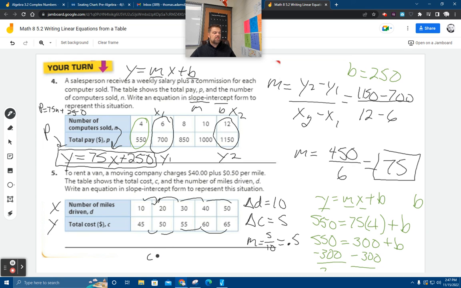So now to solve this, I'm going to say C equals 0.5 times D plus b. I'm going to pick this point here to be my C and D. So I'm going to say C is 45 when D is 10, plus b. So what is half of 10, or 0.5 times 10? 5. What's 45 minus 5? 40. So b is equal to 40. I did some of that in my head because I'm running out of room. So then I would say that C is equal to 0.5 times D plus 40. Oh, that's not a good circle. Okay, does that make sense? Yeah? Okay, good.